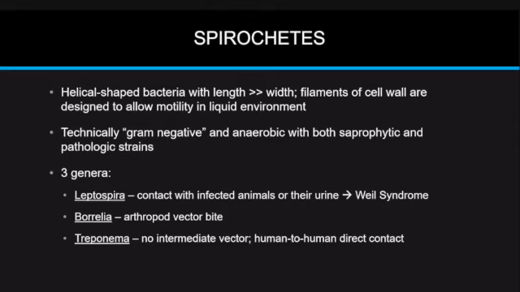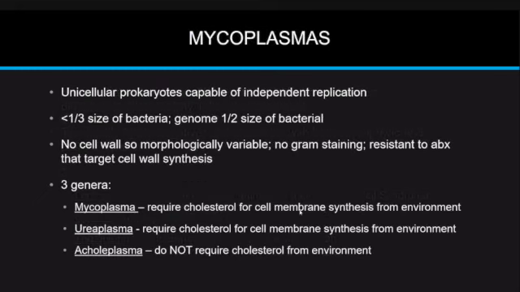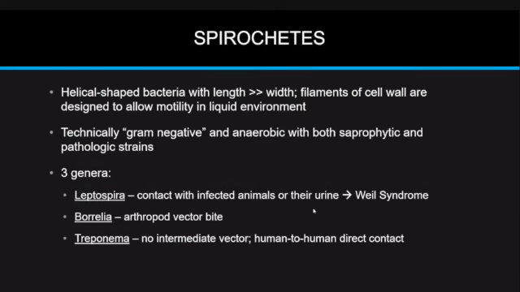Borrelia and Treponema, the ones you're going to be most familiar with. Borrelia burgdorferi is the spirochete that causes Lyme disease. So it has an arthropod vector, the black-legged tick, and treponemes are your syphilis bugs. There is no intermediate vector on these, so syphilis is transmitted by human to human contact. Okay. So that's really what you need to know about these particular organisms from a pathophysiologic standpoint.